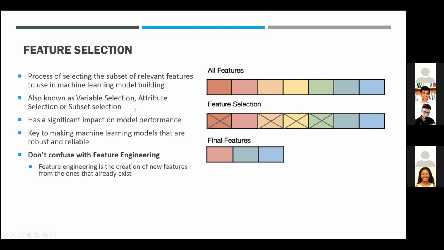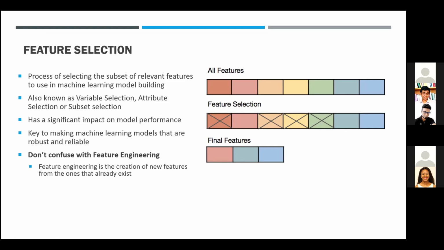It's used in many domains, computer vision, in unsupervised learning. So in these different fields, it has different names. It can also be known as variable selection, attribute selection, and also subset selection. So if you see these terms, it's basically the same concept.